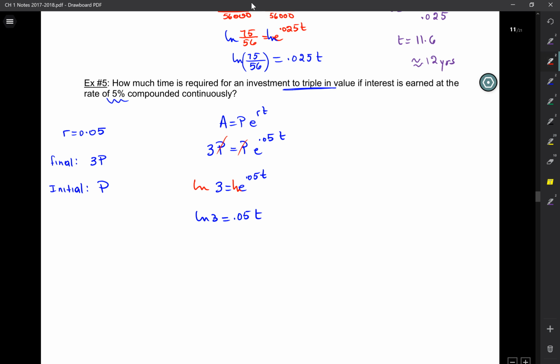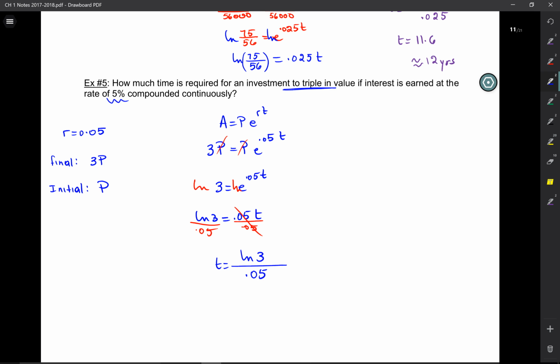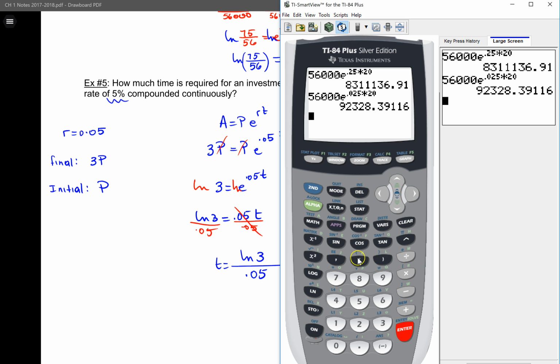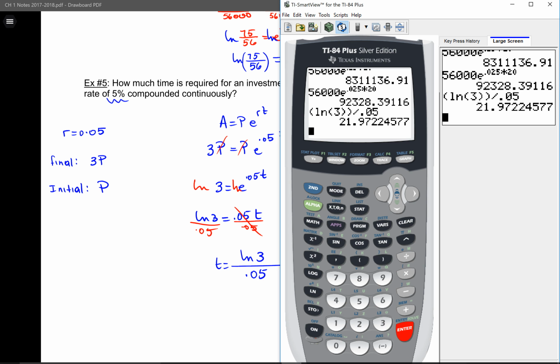So t is ln of 3 over 0.05. And how much is that? 22 years? Oh, okay, let's see. So, ln of 3, parentheses matter. So about 22 years.